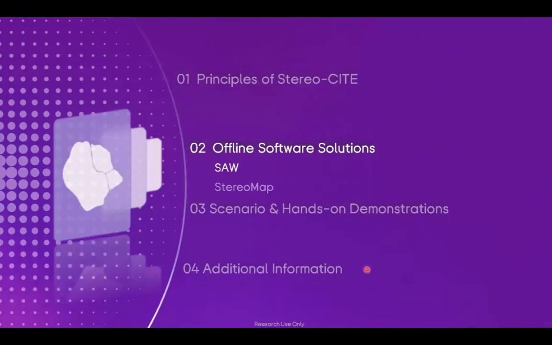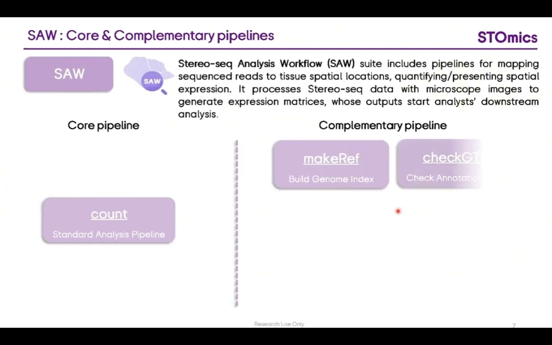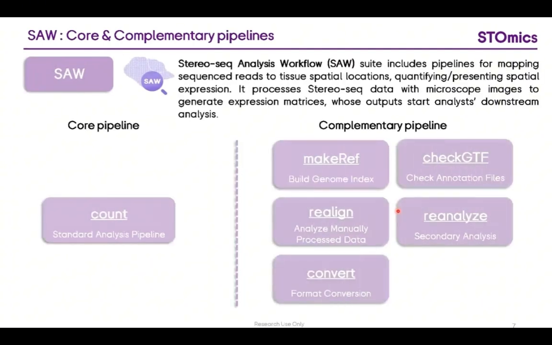Okay, next let me give you more details about SW first. SW, or Stereo-seq Analysis Workflow, is a comprehensive tool for spatial omics data analysis. The core module for SW is SW count. It provides a standard pipeline for spatial data analysis. In addition, SW also includes several complementary pipelines.